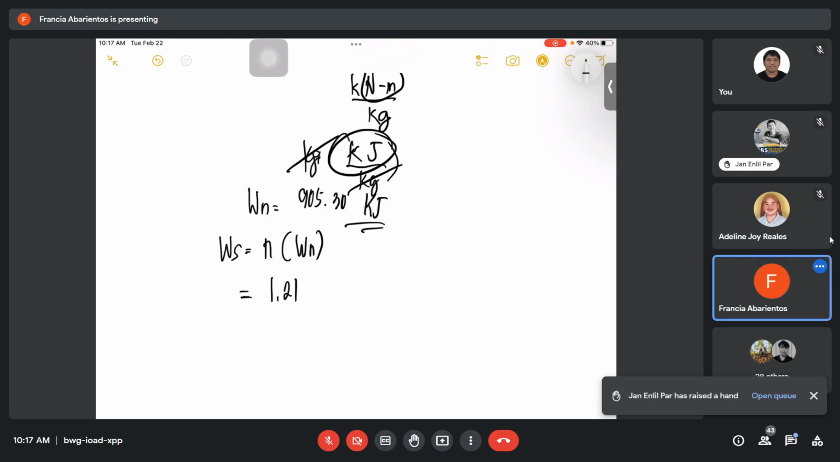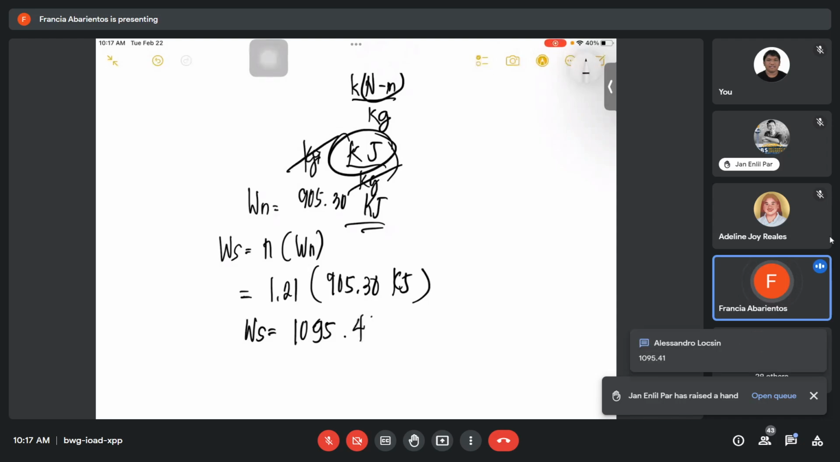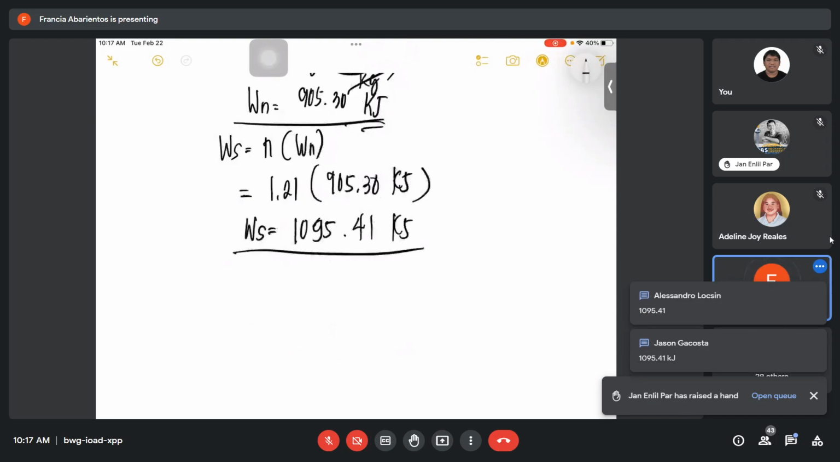1.21 times the now of 905.3 kilojoule. So we have now the steady flow. What is the answer? Multiply mo lang siya ng polytropic na n natin. Makukuha mo na yung answer natin into the steady flow process. We have 1,095.41 kilojoule. So, meron na tayong answer sa letter D. Ayan.